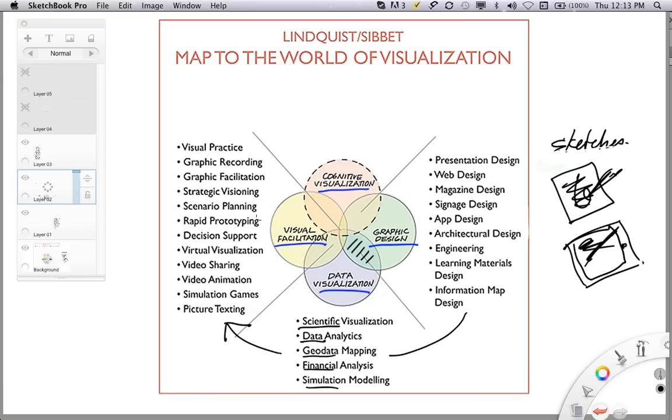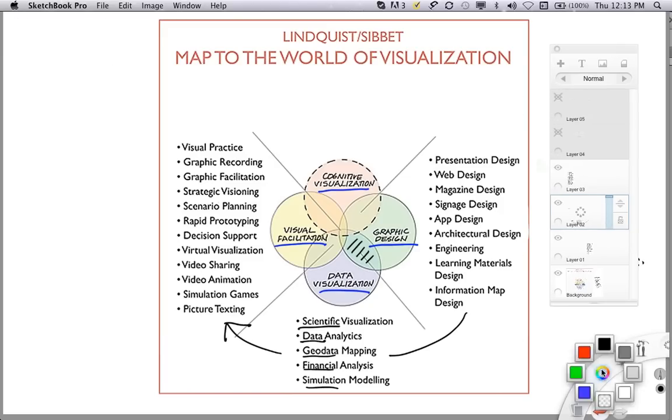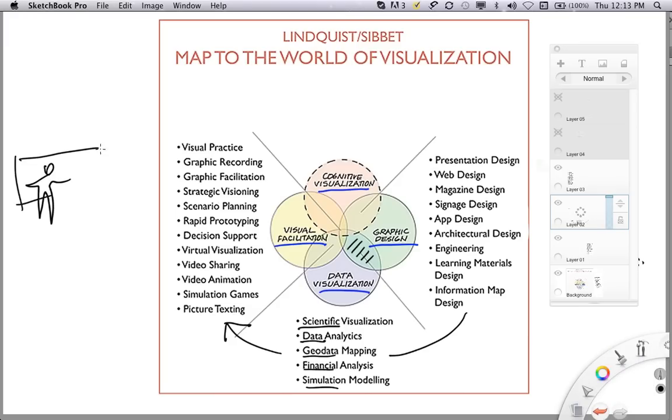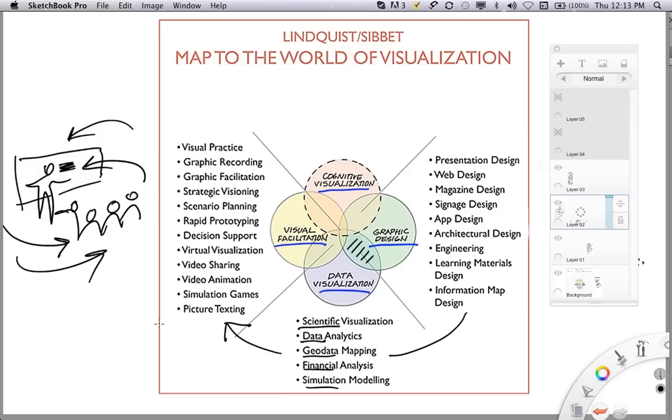These are some of the names that people go by: visual practice, graphic recording, graphic facilitation, strategic visioning, scenario planning. These are all different things that people do. And what they're really talking about here is working interactively with a group, usually on paper, but it can be virtual. And it's about people talking and seeing it recorded and then being able to see what's happening and going round and round. That's the interactive part that this area deals with.